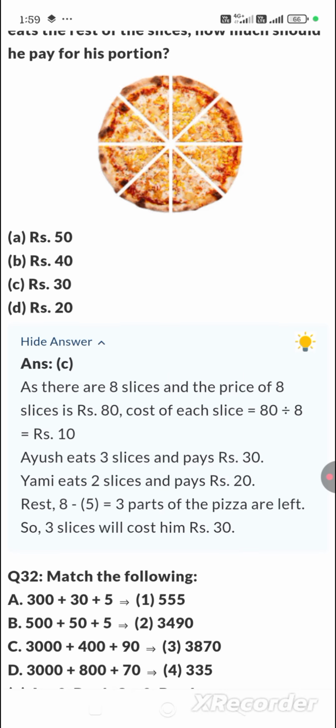each slice is 80 by 8, that is rupees 10. Ayush eats 3 slices and pays rupees 30. Yami eats 2 slices and pays rupees 20. Rest, 8 minus 5, 3 parts of the pizza are left. So 3 slices will cost him rupees 30.